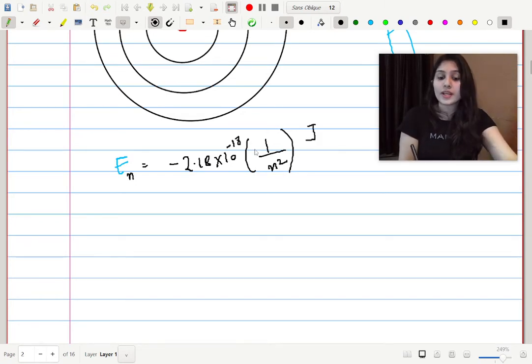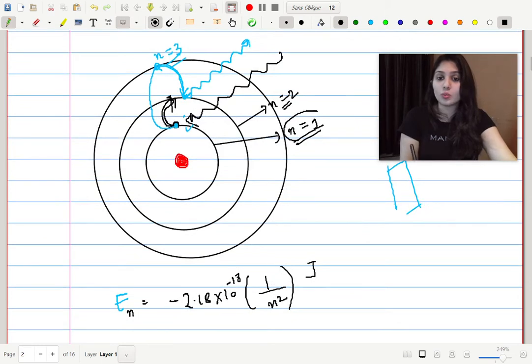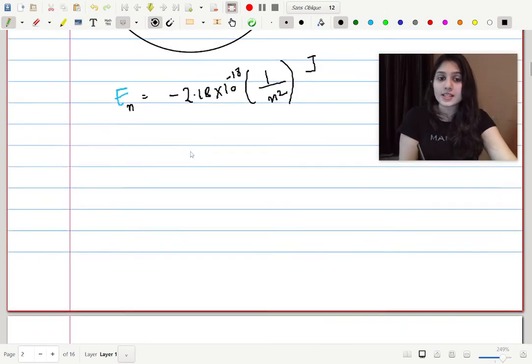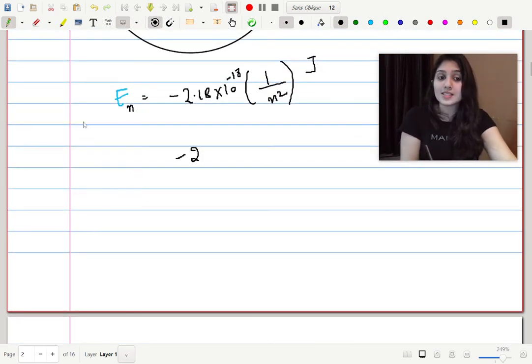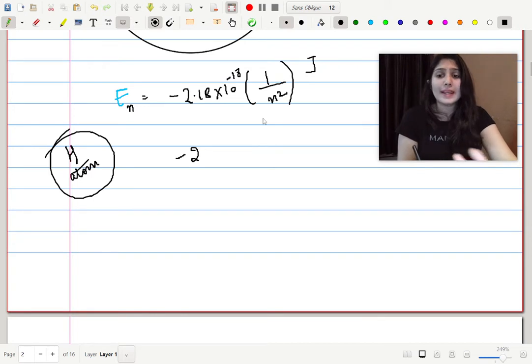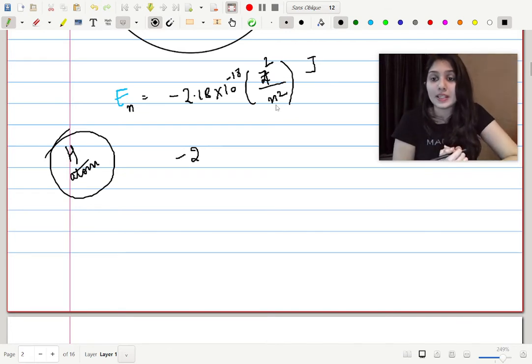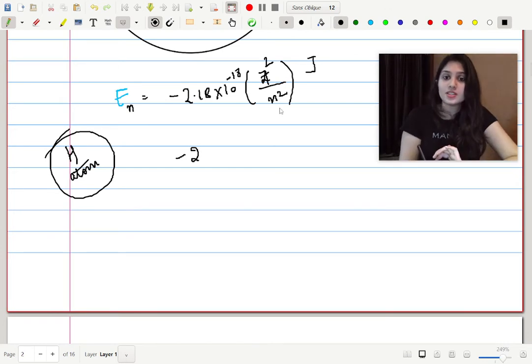So if I talk about n is equal to 1, and this is only for the hydrogen atom, okay? In general, if we talk about any atom, this 1 is going to be Z square. It's going to be Z square upon n square, and this Z is nothing but the atomic number. So if we talk about, let's say, sodium atom, sodium has an atomic number of 11. So in the numerator, we will have 11 square. This is the general formula.